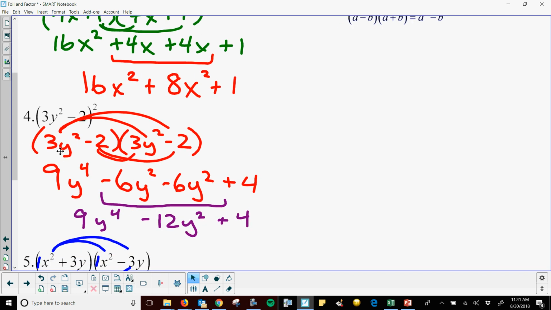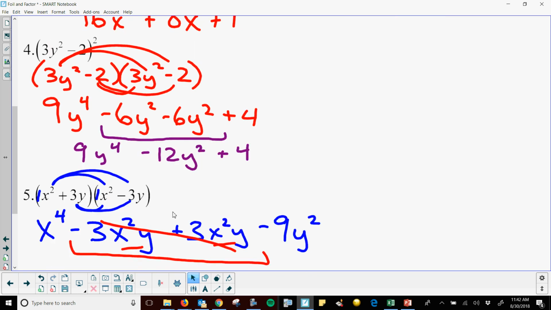It's the same thing when you have an extra variable, y squared, and y squared is just y to the 4th. And I have some y squares in the middle because of the outside and inside, and then my last terms make positive 4. Again, I just don't want you to distribute.